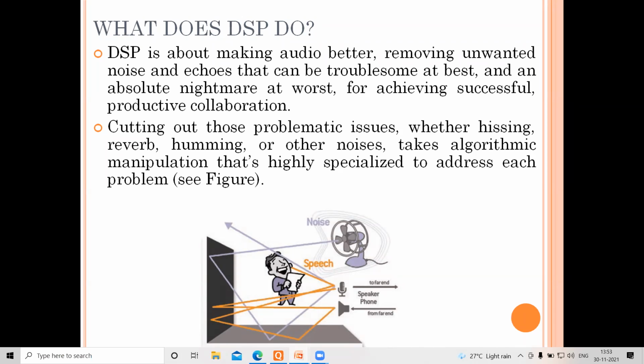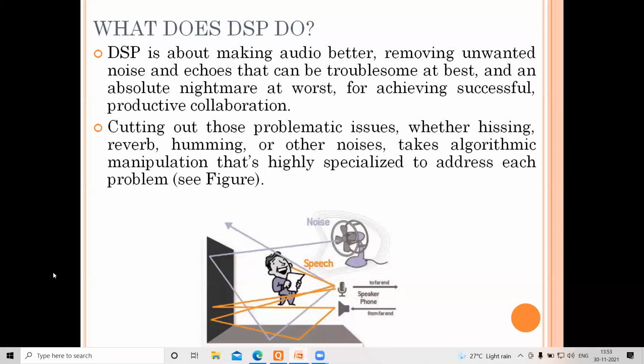Therefore, DSP is about making audio better, right? DSP is about making your audio better, removing unwanted noise and echoes that can be troublesome at the best and an absolute nightmare at the worst for achieving successful and productive online collaboration in terms of a meeting. Cutting out those problematic issues, whether it's hissing, reverberation, humming, or other noise, takes algorithmic manipulations that are highly specialized to address each of these particular problems.